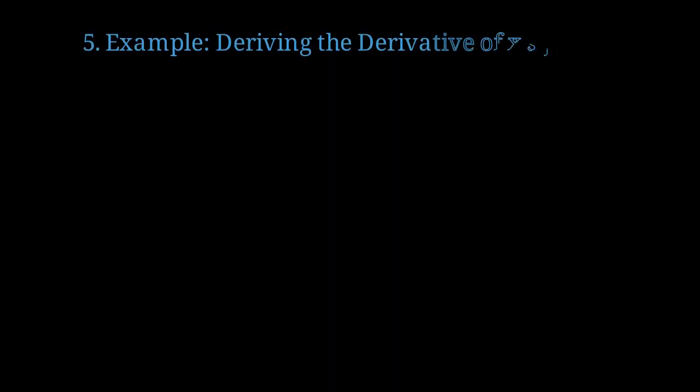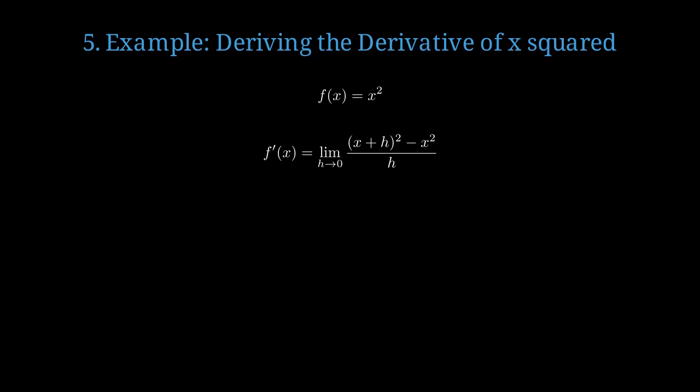Let's see this definition in action with a concrete example. Consider the function f of x equals x squared. Applying our definition, f prime of x equals the limit as h approaches 0 of x plus h squared minus x squared, all over h. Expanding x plus h squared, we get x squared plus 2xh plus h squared minus x squared, all over h. The x squared terms cancel, leaving 2xh plus h squared over h.